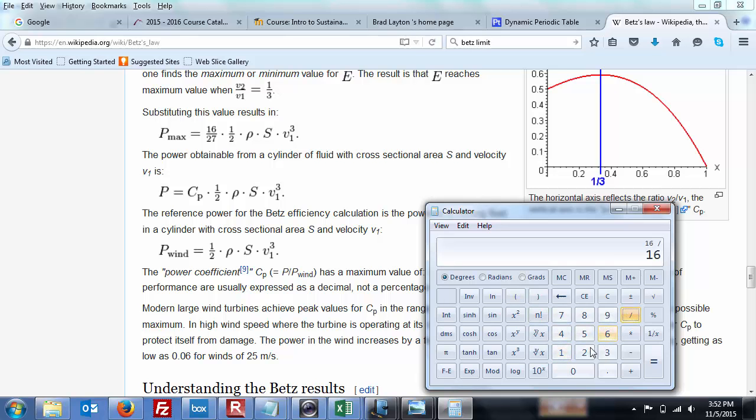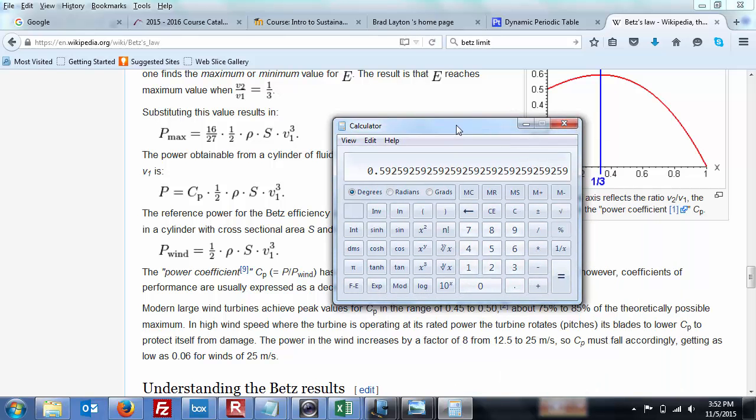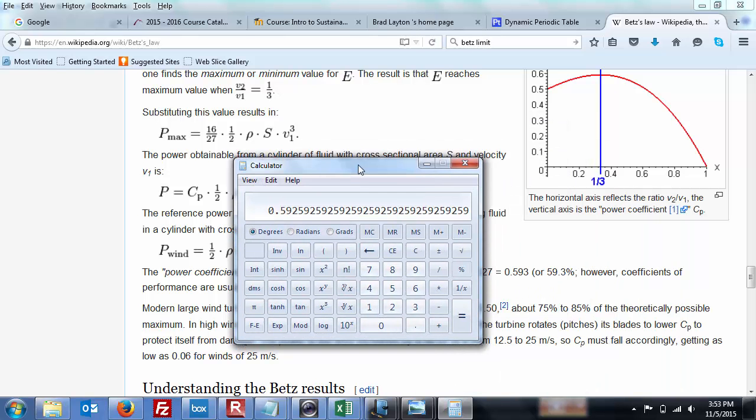So let's just do that. 16 divided by 27 equals 59.2 percent. So that is the Betz limit right at the top of that curve, and that's the most efficient you could ever have a wind turbine. So there it is. Kind of cool, kind of fun.